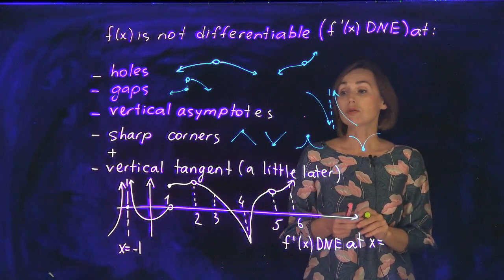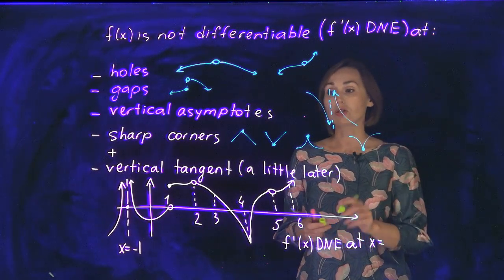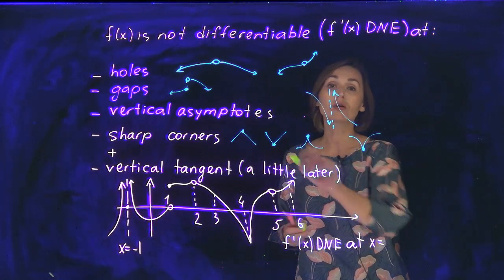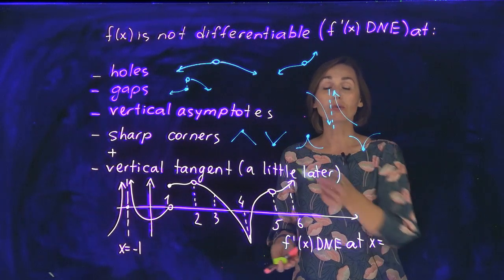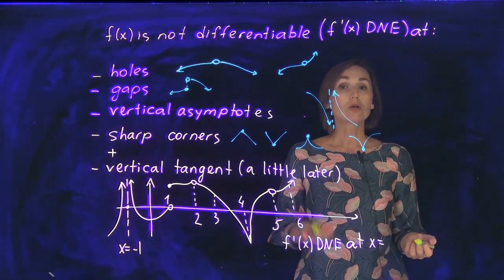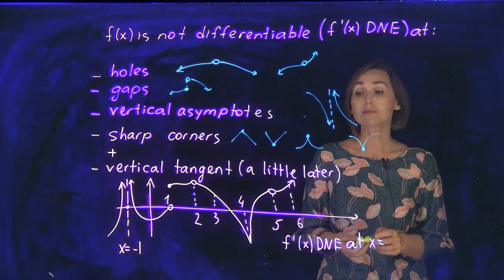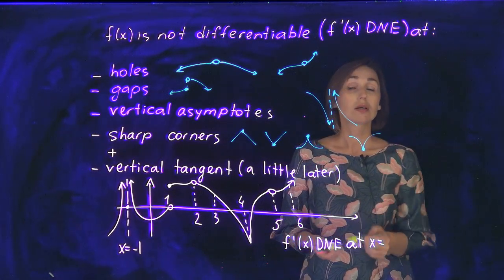Why does the derivative not exist for the sharp shapes? The derivative is the slope of the tangent line. Right here the slope will be positive, right here the slope will be negative. And what we have altogether at this point, we do not know. So the limit from the left will not be the same as the limit from the right. We have the same situation for every sharp corner.